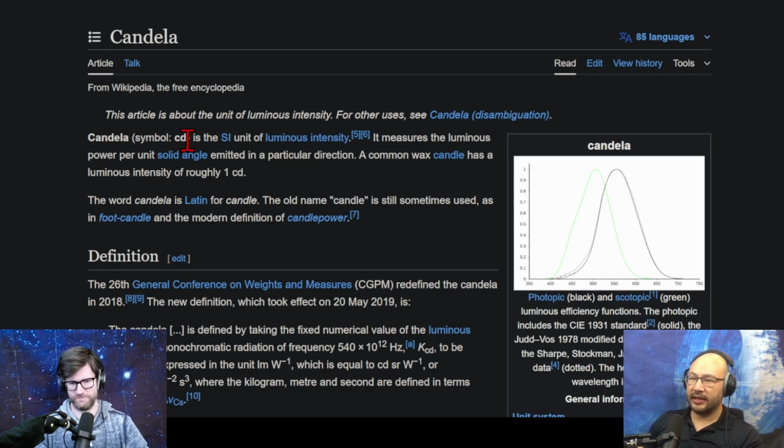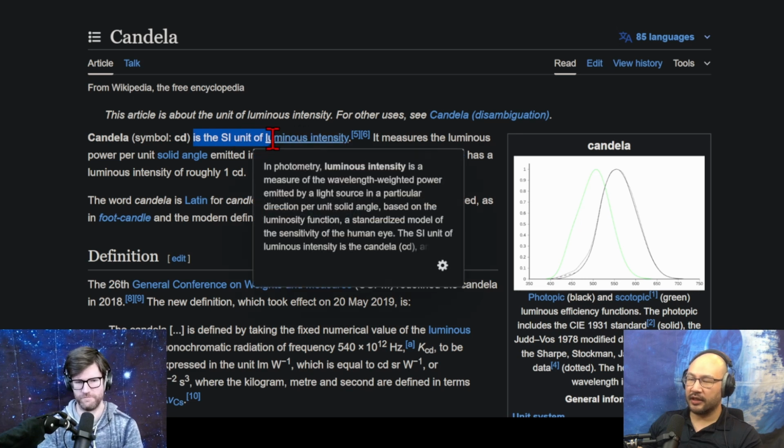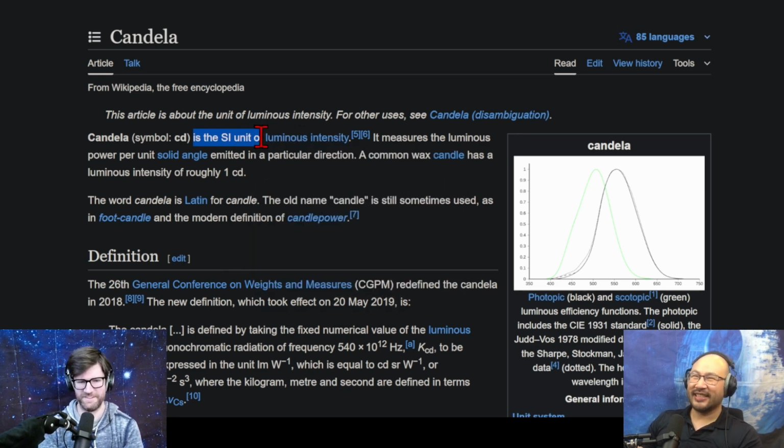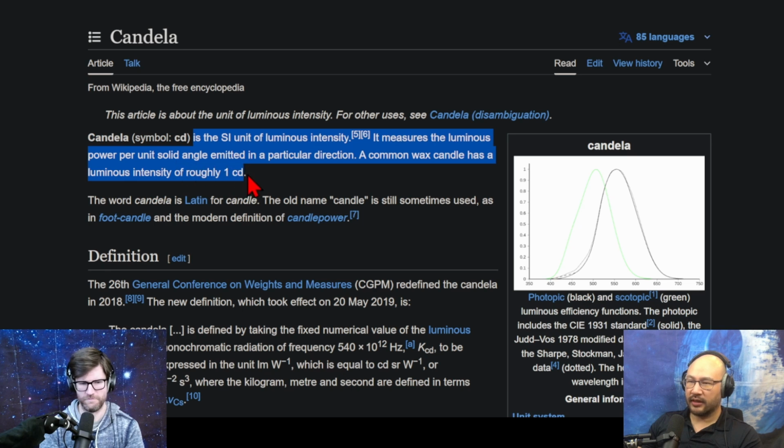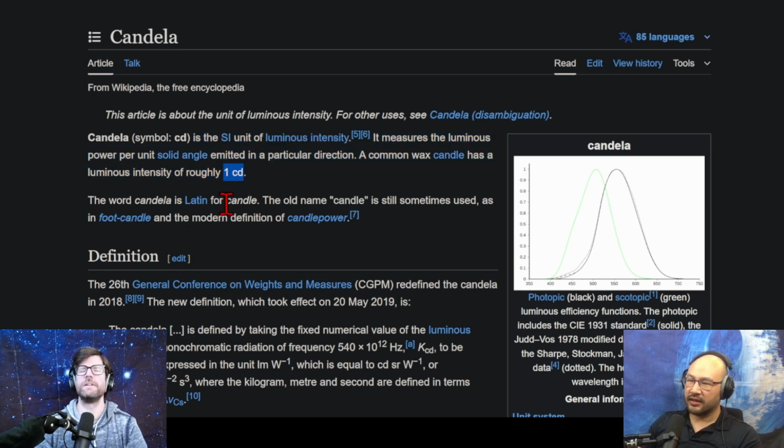So candela, CD, is the SI unit of luminous intensity. Oh my gosh, it's like folding on itself. It measures the luminous power per unit solid angle emitted in a particular direction. A common wax candle has luminous intensity of approximately 1 candela. Okay, so somehow it's candela, like from Latin.